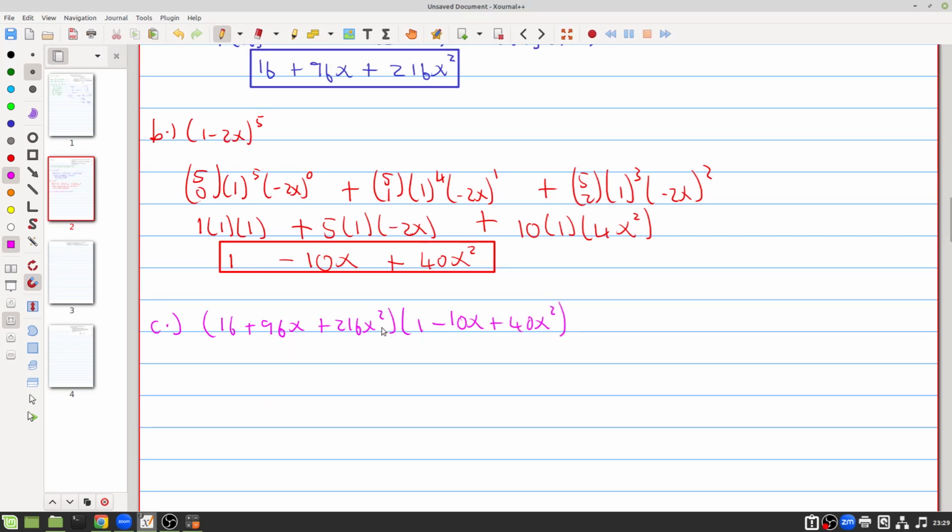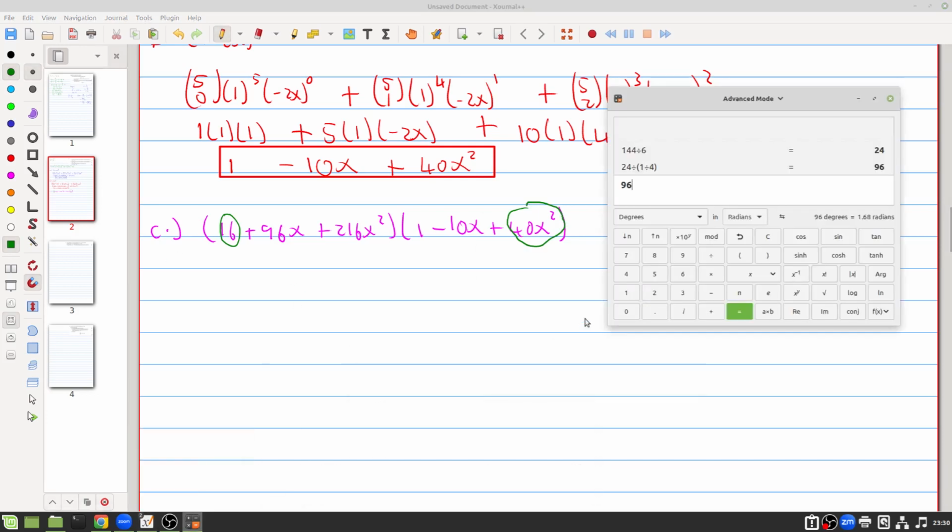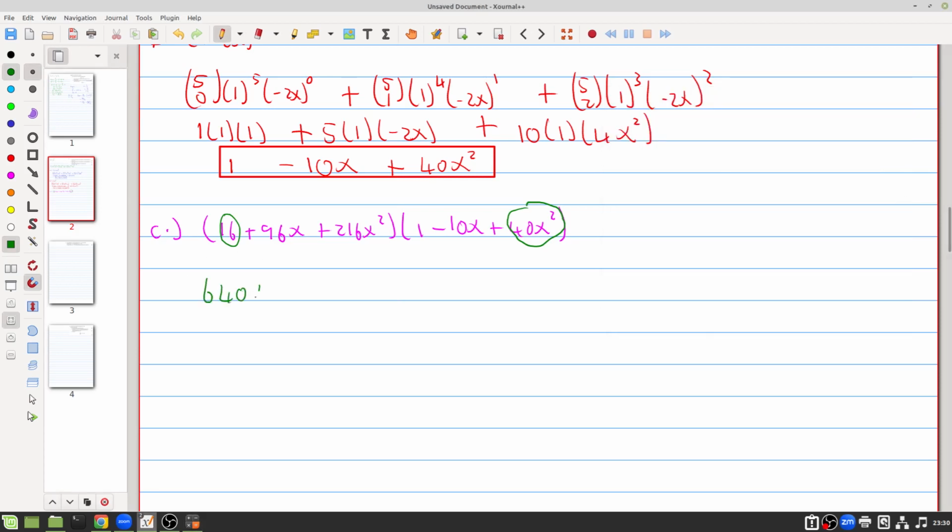Okay, so to get x squared, we need to get all the combinations of x squared. So we can do, let me color code these ones. Okay, so we can do 16 times 40x squared. Okay, so that's going to give us an x squared term. So 16 times 40, what is that? That's 640, right? 16 times 40, 640. Okay, so then we get 640x squared.